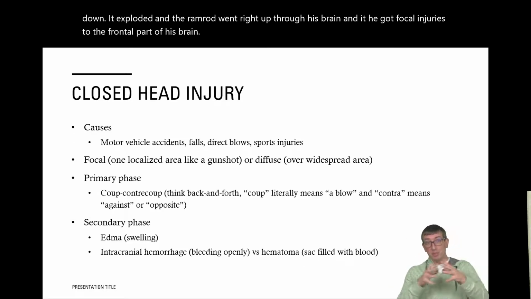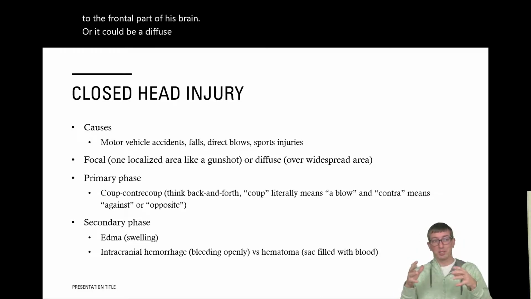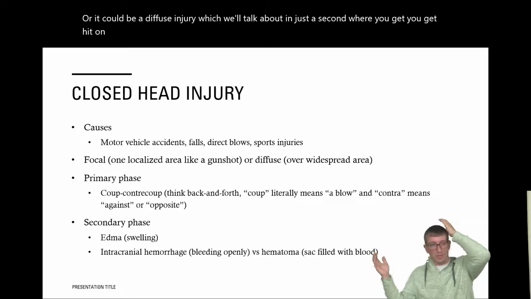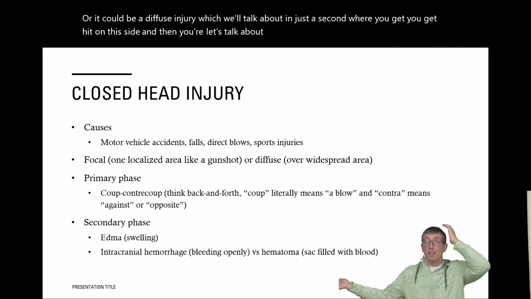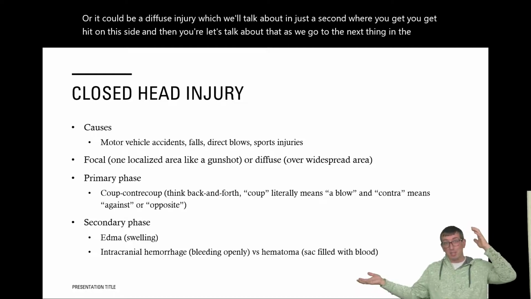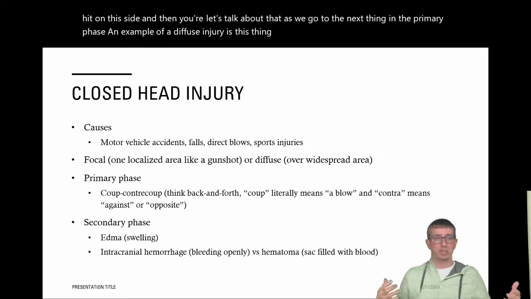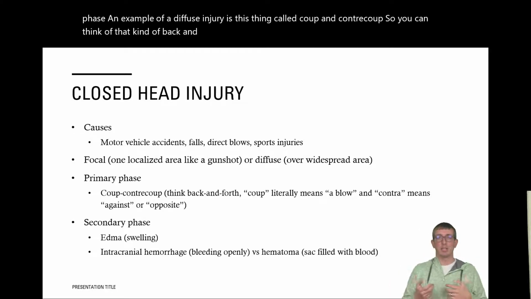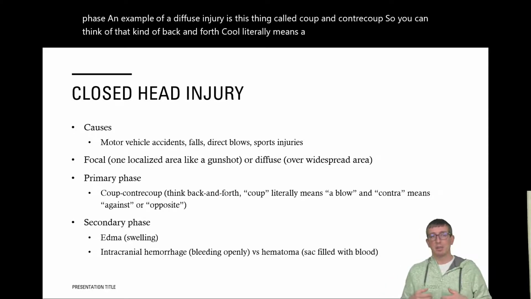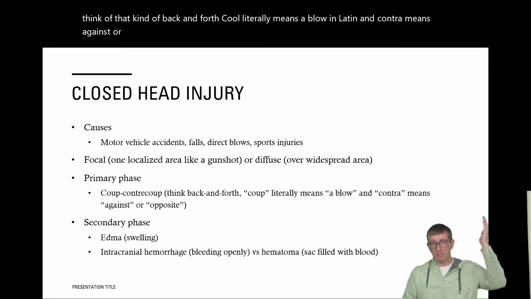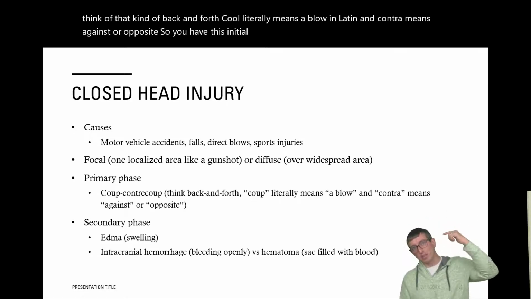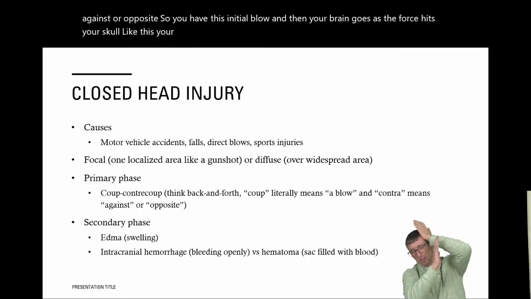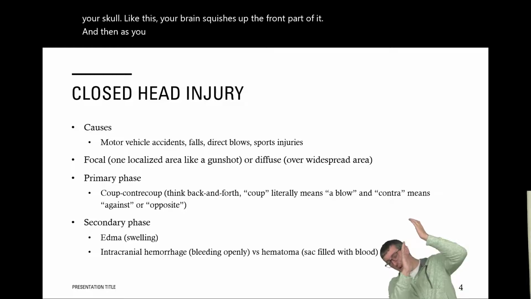Or it could be a diffuse injury, which we'll talk about in just a second. In the primary phase, an example of a diffuse injury is this thing called coup and contrecoup. You can think of that like back and forth. Coup literally means a blow in Latin, and contra means against or opposite. So you have this initial blow, and as the force hits your skull, your brain squishes up the front part of it, and then as you move backwards, it kind of jostles.